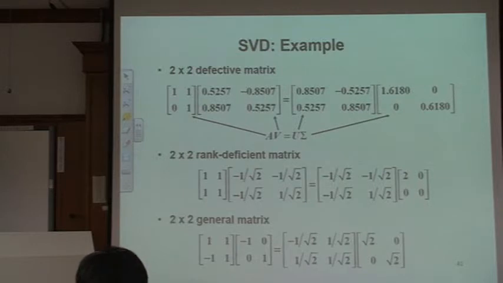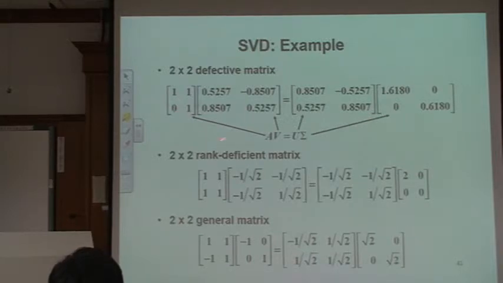Okay, let's look at some SVD examples here. If we have a 2x2 defective matrix, we can find its V and U, and finally we can find the sigma here. So that means the original defective matrix can be decomposed by these three matrices.